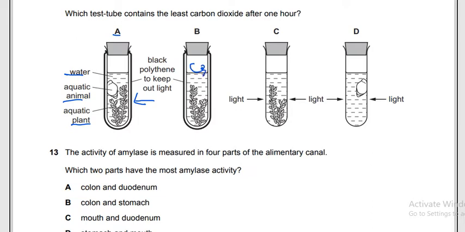Here we have light that is able to penetrate. The plant will be able to make use of the carbon dioxide available in the water and release oxygen. So there will be a high amount of oxygen here because it's photosynthesizing. However, here there is no plant, so photosynthesis is not taking place. There is only an aquatic animal, which releases carbon dioxide through respiration. So the one with the least amount of carbon dioxide will be C.